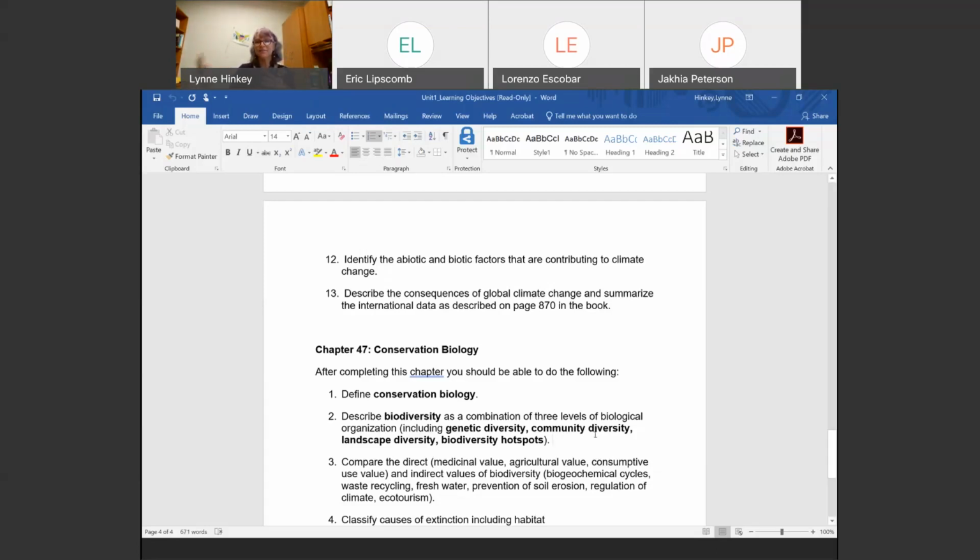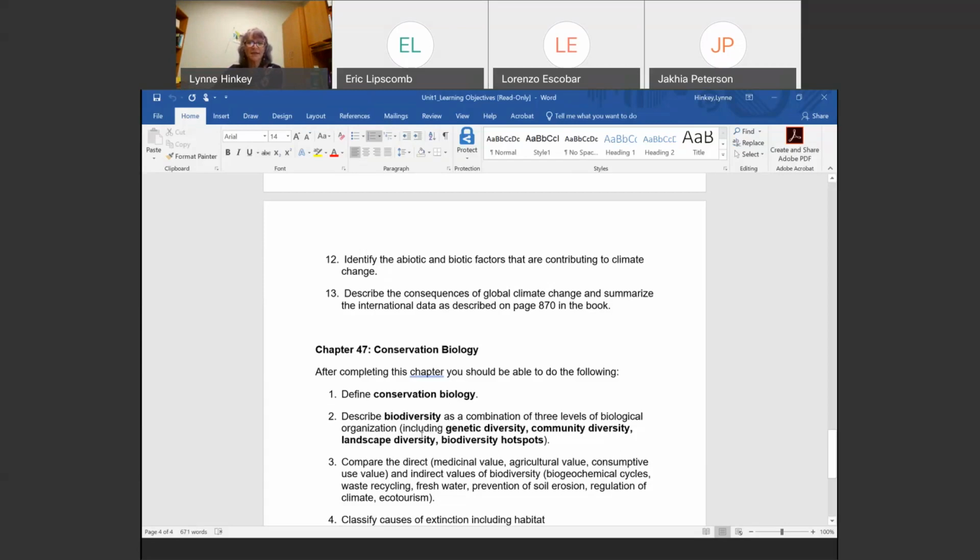Community diversity: the more organisms within a community, the more complex food webs we get that keep things in balance, as opposed to single food chains where, if we remove any one individual, everything collapses. So the more diversity we have in a community, the healthier the habitat is.